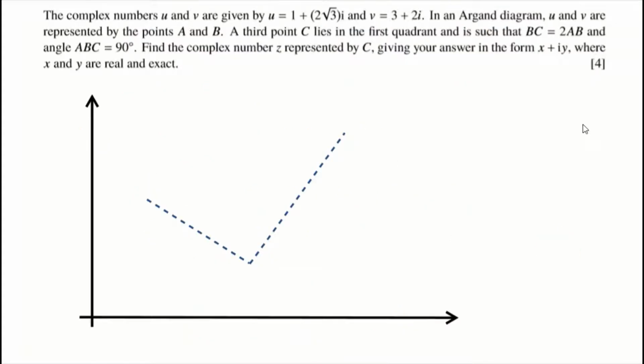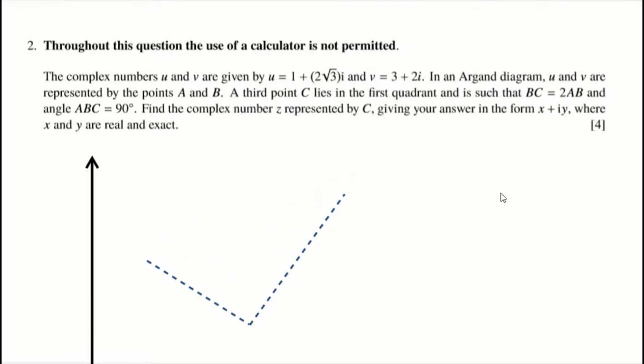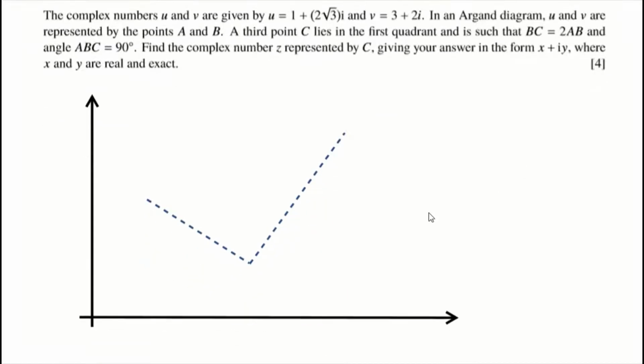Okay, number 2, the complex numbers u and v are given by u equals 1 plus 2 square root 3 i and v equals 3 plus 2i. In an Argand diagram, u and v are represented by the points A and B. Okay, so I've prepared the Argand diagram so it's easier for me to explain. If you can imagine everything in your mind, then you can do that. But I guess for this question, it's pretty difficult. So that's why try to draw it, then you can visualize everything in a diagram.